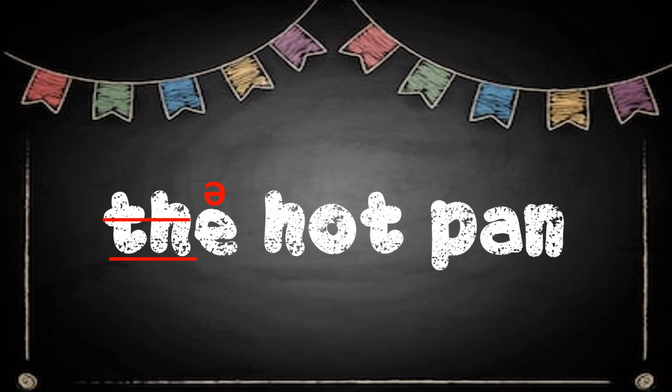Let's look at the next word, hot. Do you see a vowel? Yes, and it is followed by a consonant. So we're going to code it with a breve. Let's look at our last word. Do you see a vowel in that word? Yes, and it is also followed by a consonant. So we will also code it with a breve. The hot pan.